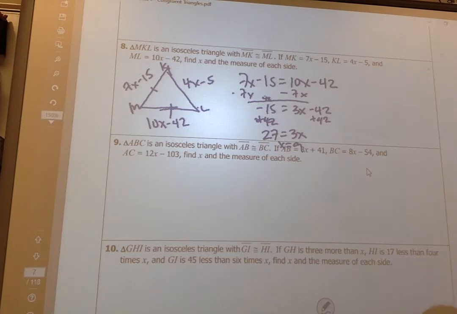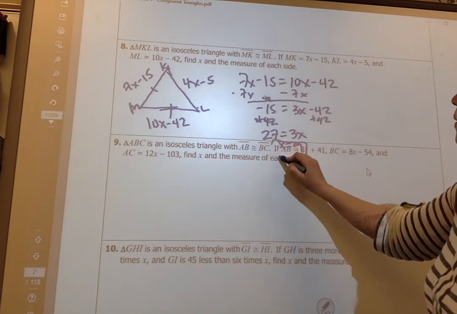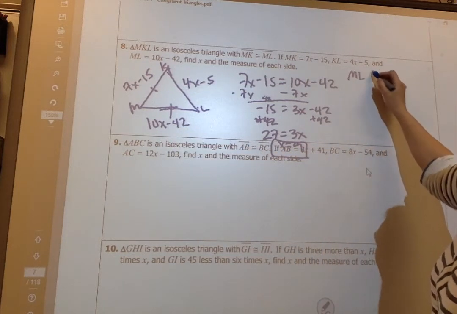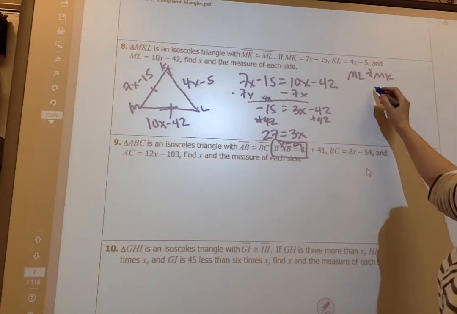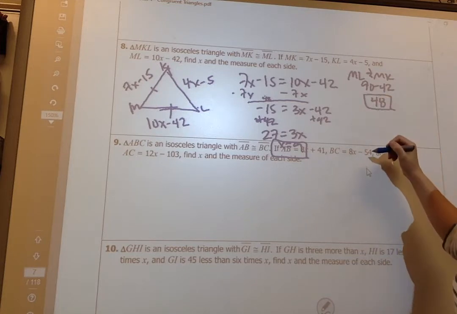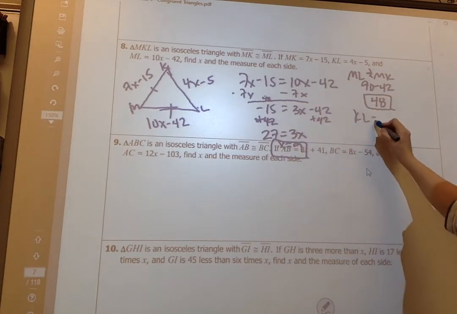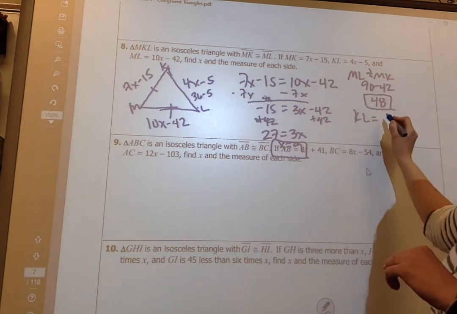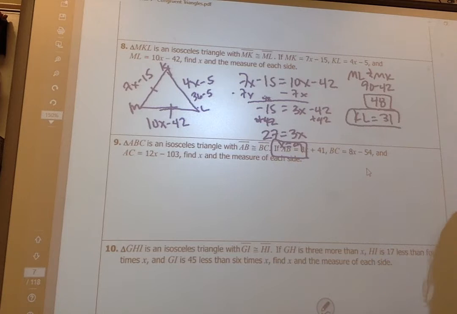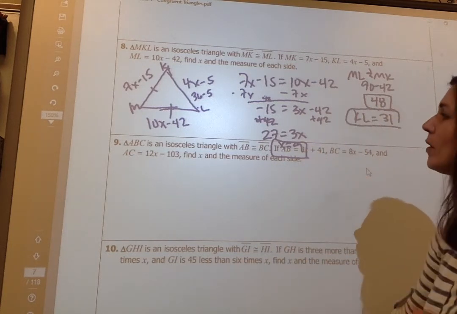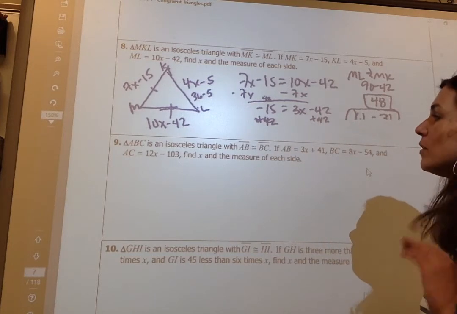So on number 8, x is going to equal 9. And then when I go back and plug it in, ML is going to be the same as MK. So I'm going to get 90 minus 42, and that's going to be 48. So that measure is going to be 48, and then KL is going to be 9 times 4 is 36, minus 5 is 31. All right, so we've got to go back and plug in, find out the sides and the measurement.